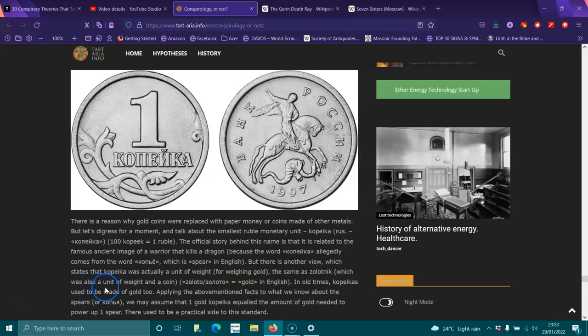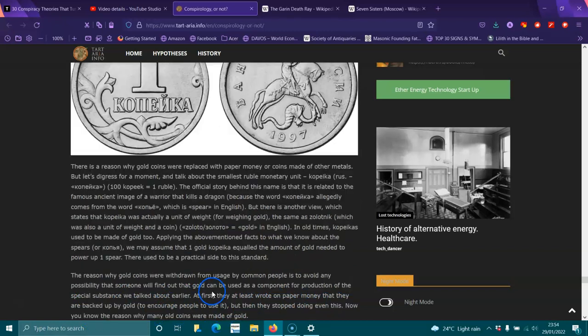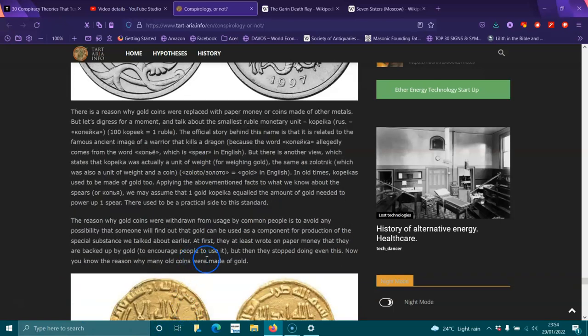In old times, rubles were also made of gold. Applying the above mentioned facts to what we know about the spears, we may assume that one gold ruble equaled the amount of gold needed to power up one spear. There used to be a practical side to this standard. The reason why gold coins were withdrawn from usage by common people is to avoid any possibility that someone will find out that gold can be used as a component for the production of the special substance we talked about earlier. At first, they at least wrote on paper money that it is backed by gold to encourage people to use it, and then they even stopped doing this. Now you know the reason why many old coins were made of gold.